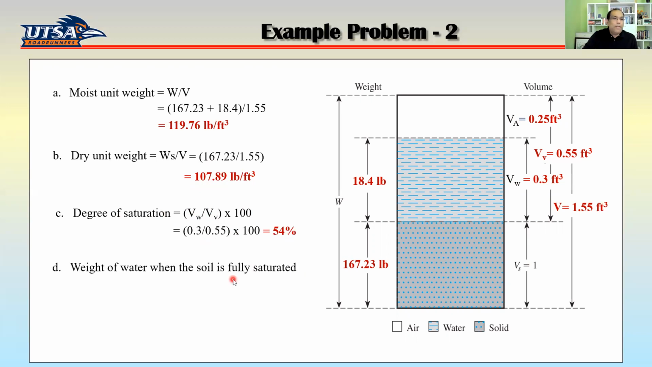Okay. Now the final question is the weight of water when the soil is fully saturated. Very important question: when this one is fully saturated, what would be the weight of the water? When fully saturated, the volume of water has to be 0.55 feet cube, right? All the voids are filled with water. So if the volume of water is 0.55 feet cube, what is the weight of that? Multiplied by 62.4, that would be 34.32 pounds. Okay.